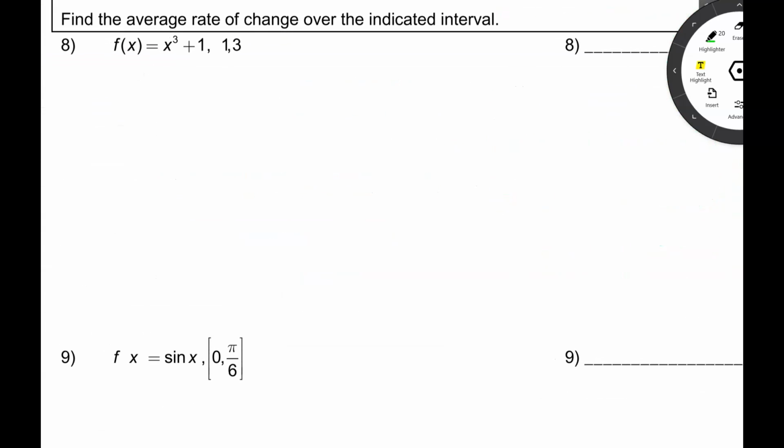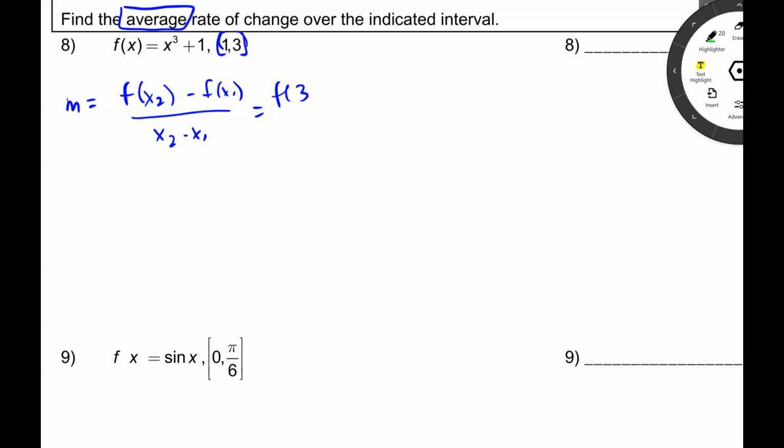All right, find the average rate of change over the indicated interval. So this is some extra practice. So average rate of change here, you just have to pay attention to the keywords. So average, we're just using the regular slope equation. So f of x2 minus f of x1 over x2 minus x1. So this is going to be f of 3 minus f of 1 over 3 minus 1.